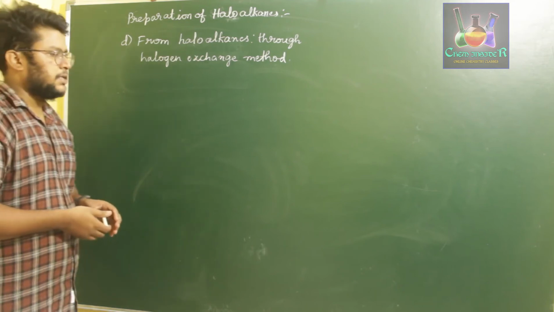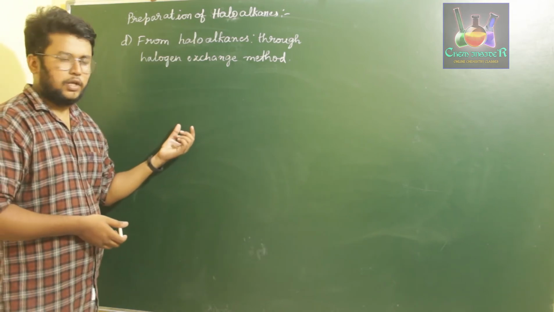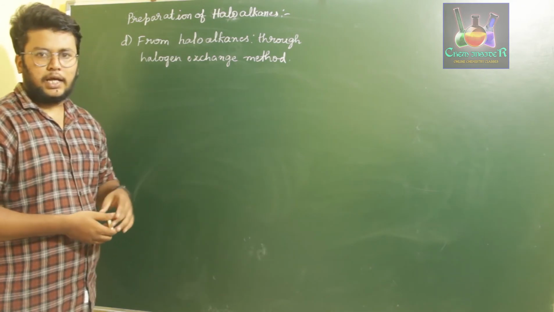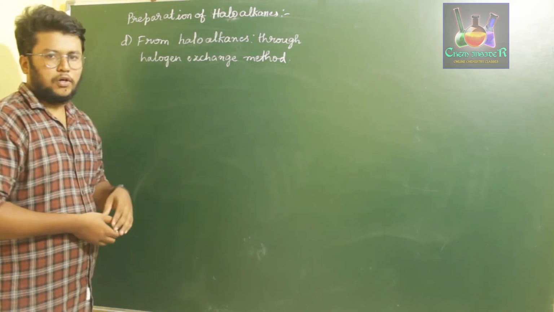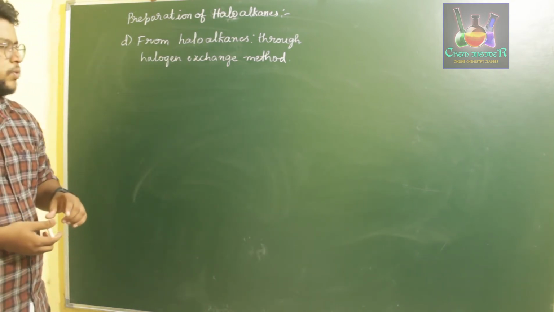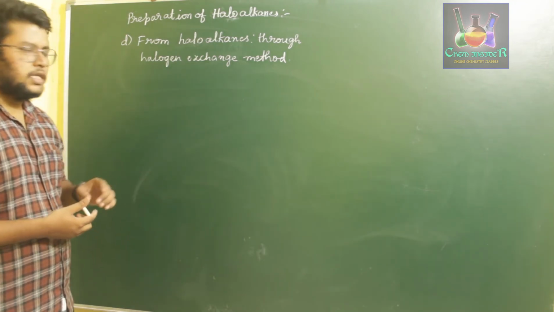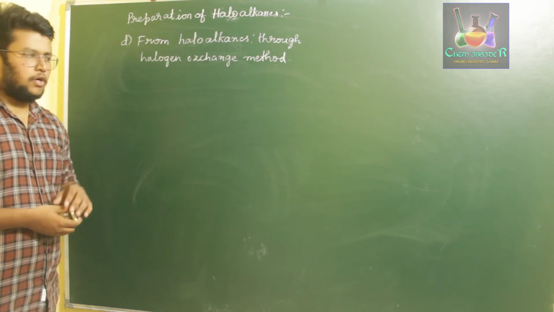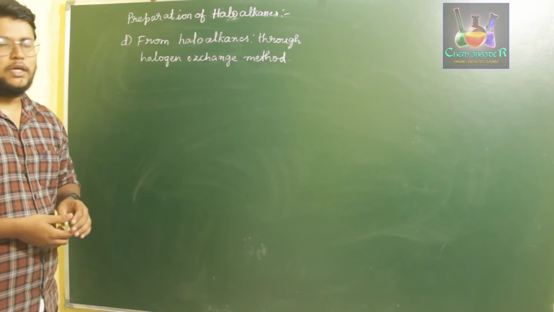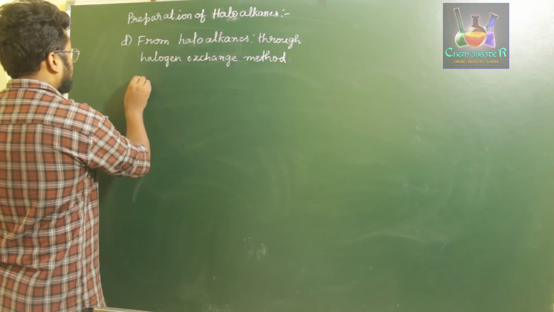So this halogen exchange method involves exchange of one halogen atom which is already present in the haloalkane by treating them with a different halide metal, and exchanging those ions with suitable reagents. For example, we have two methods for this. One is the Finkelstein method of preparation for iodoalkane, and then we have one more method for preparation of fluoroalkane, that is the Schwartz process. First we will discuss the Finkelstein method.